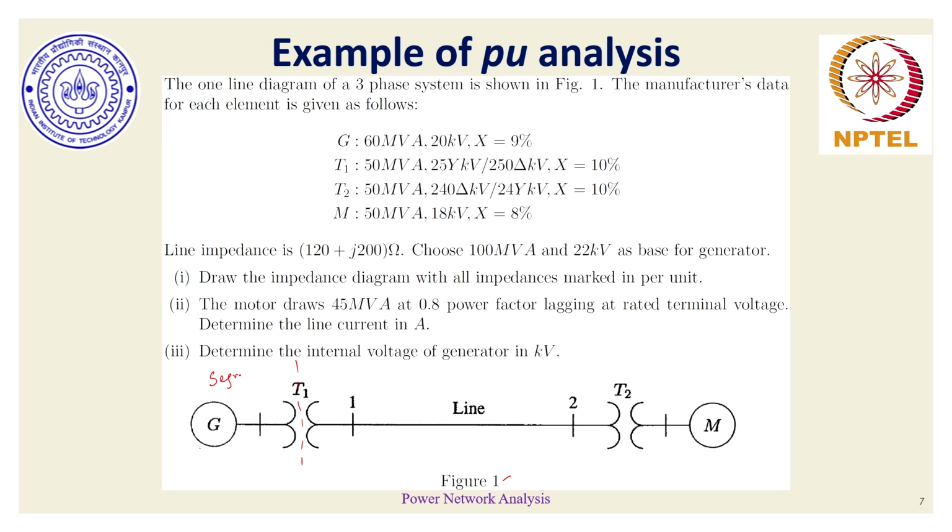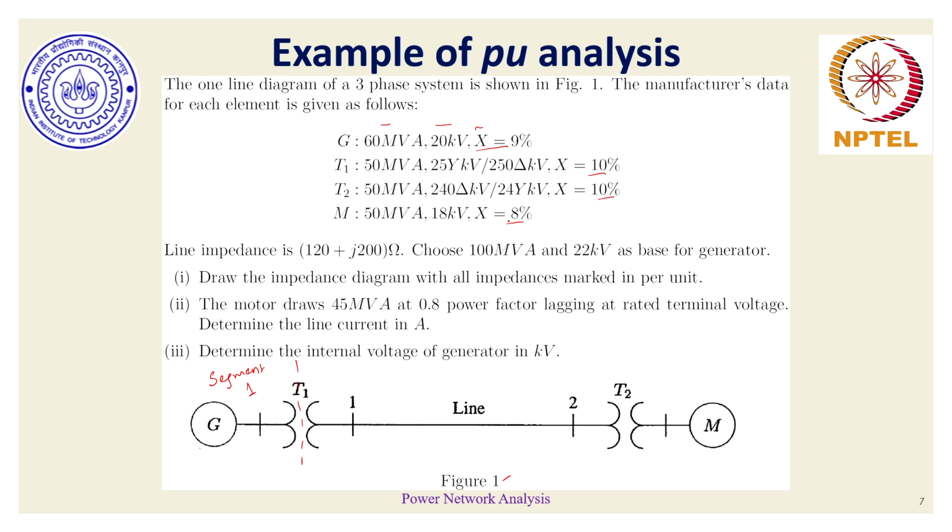Let's say I call it segment 1, which consists of the generator, which is rated at 60 MVA and rated voltage is 20 kV line to line RMS. Its corresponding reactance, which we will talk about in detail when we discuss module 3 and the last two modules, is given to be 9%.